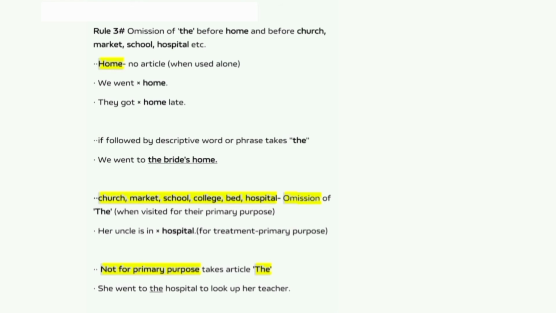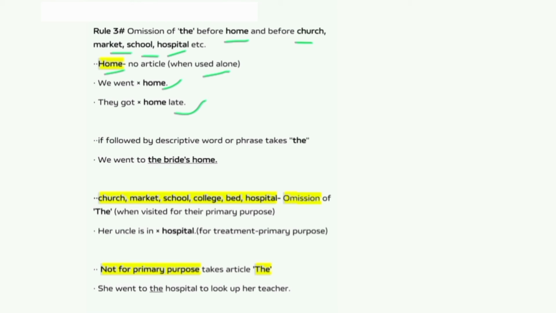Rule number 3, we use no article before words like home, church, market, school, hospital. Let's first talk about home. When it is used alone, that is, not preceded or followed by any descriptive word or phrase, the is omitted before home. Like, we went home and they got home late.